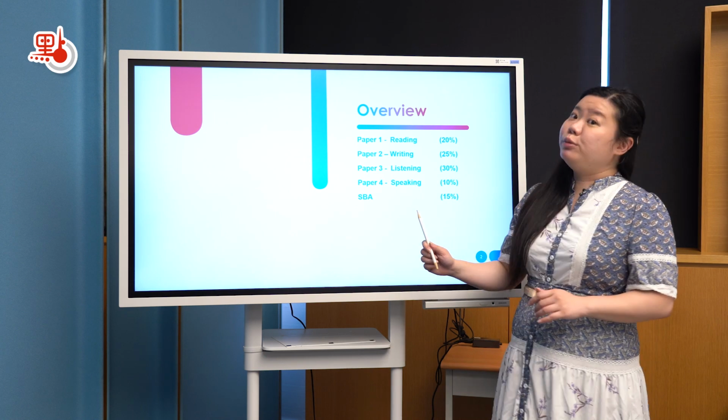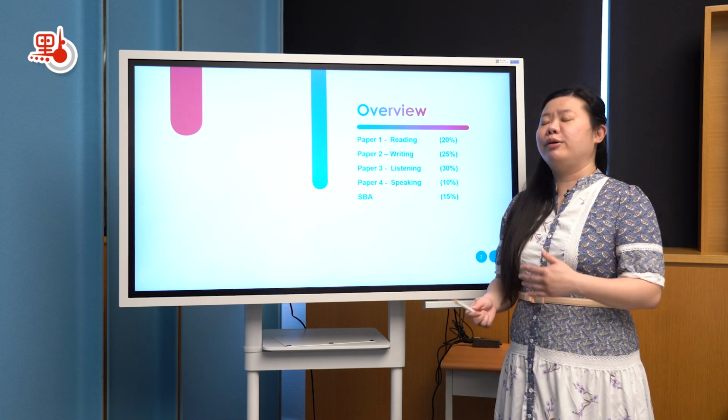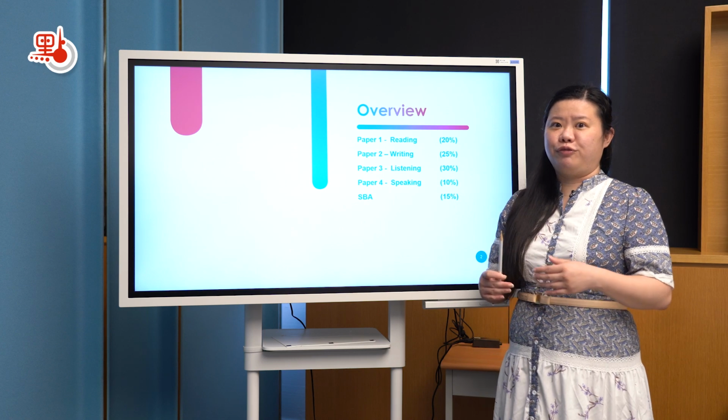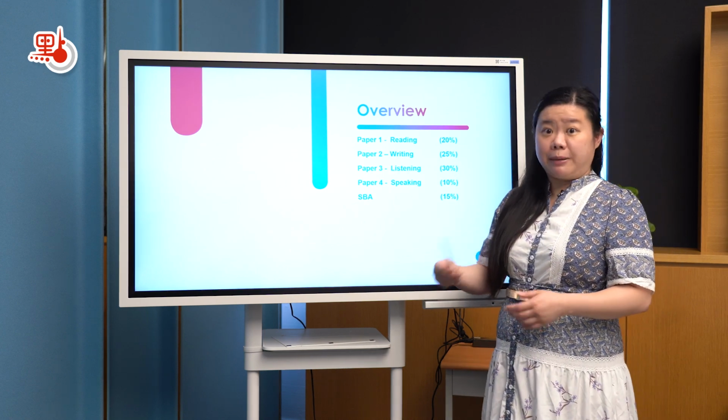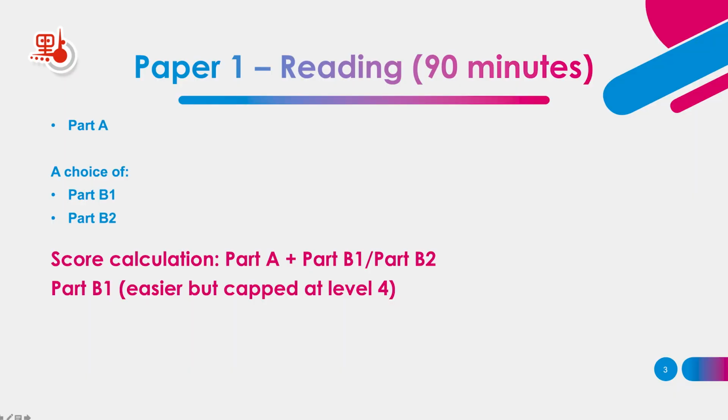So now we'll move on to talk about how I could prepare you for your public exam. I'll go through it paper by paper. So I'm going to first talk about paper 1, the reading paper. It's 90 minutes. It's part A and part B.